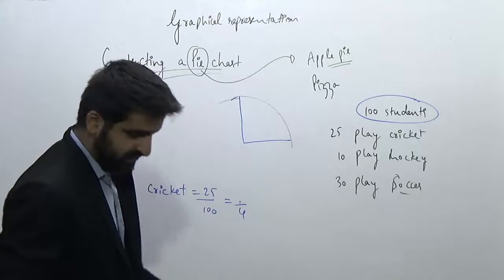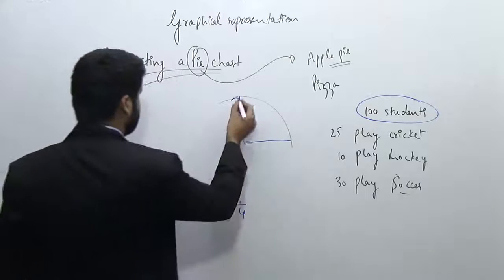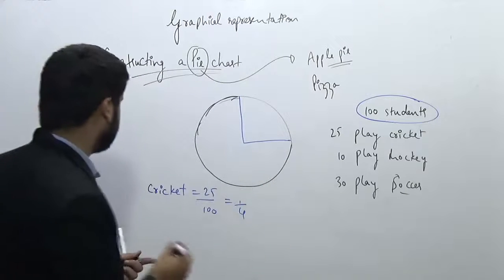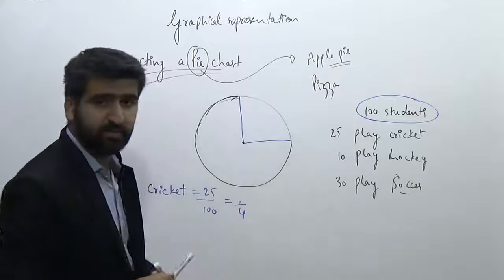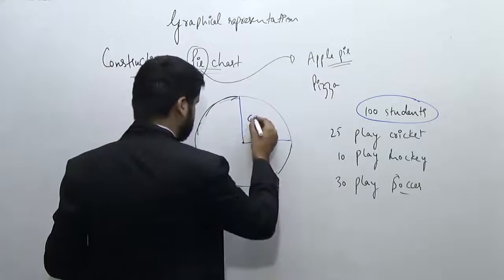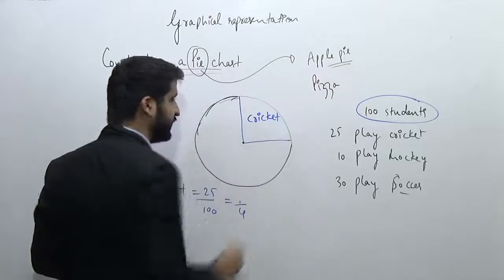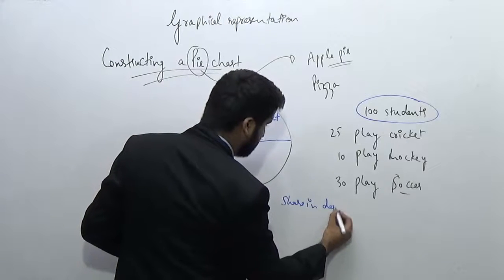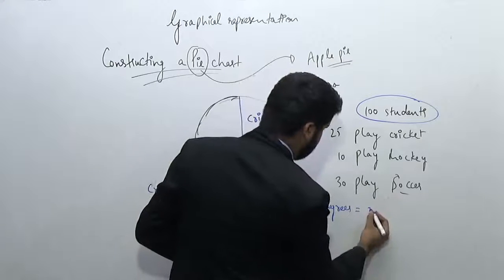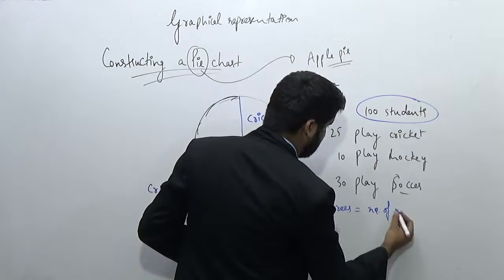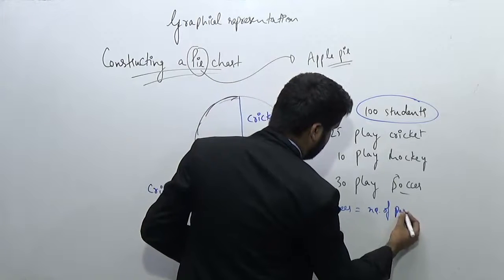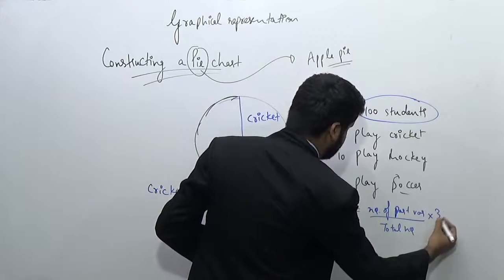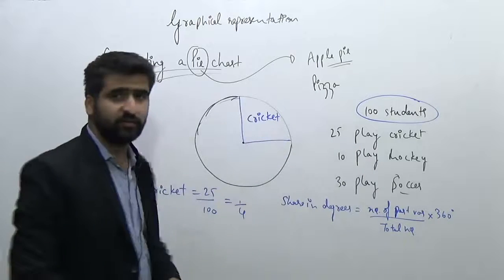I will make it a nicer circle. Okay, this is a good one. So this is the center, and this will be the share of the students who play cricket. Now, what is the exact way of finding out this share? I will write the formula. The share in degrees is equal to the number of a particular variable, divided by the total number, into 360 degrees. Because we know that the total central angle will be equal to 360 degrees.